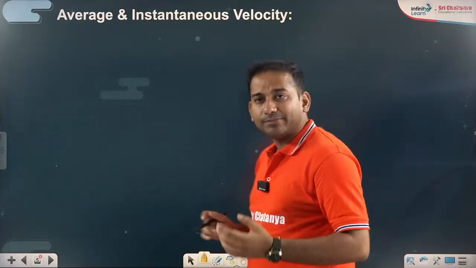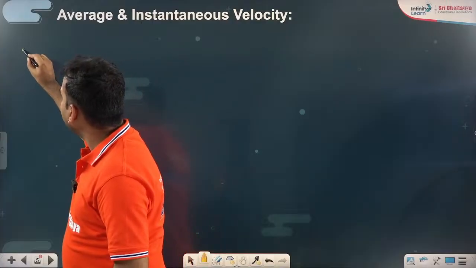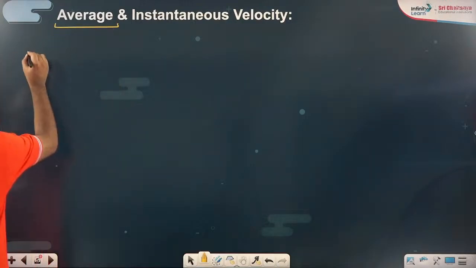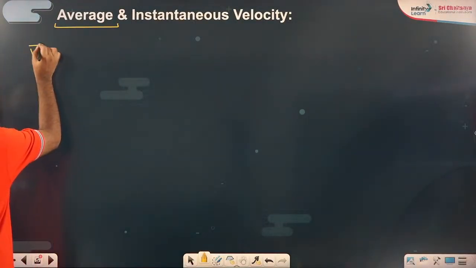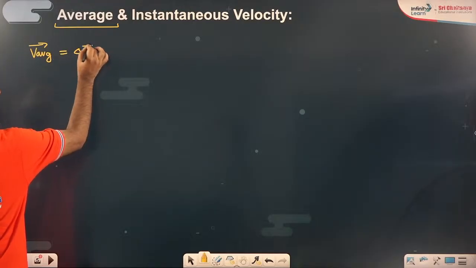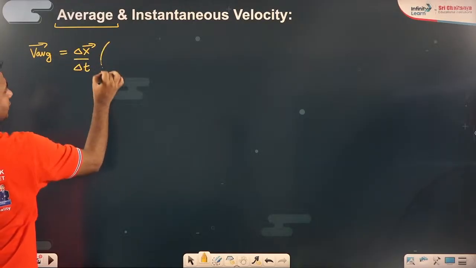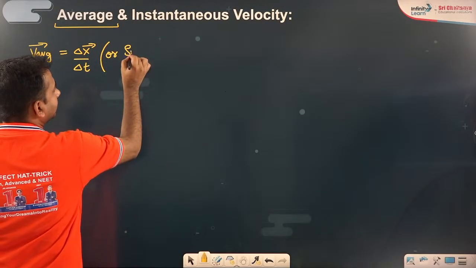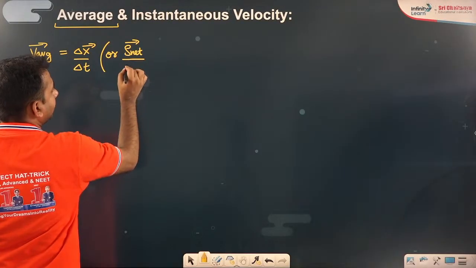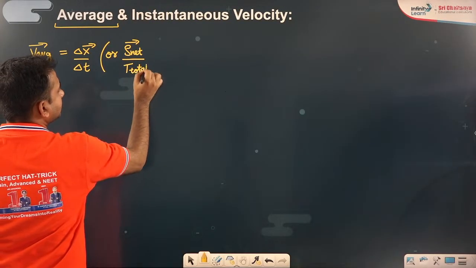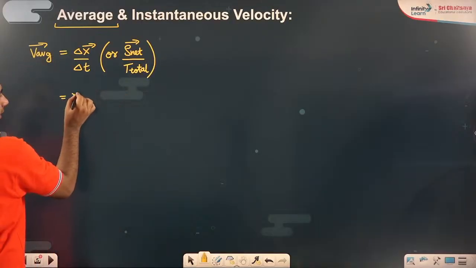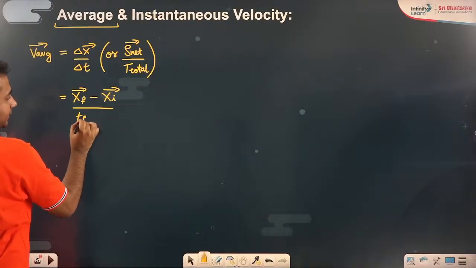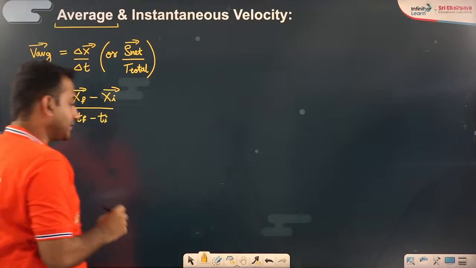I'll quickly tell you that, because we have already discussed it recently, average velocity. If I talk about average velocity, the average velocity will be given by the big change. It is defined for a duration. So that is delta x vector by delta t. This change in position vector is also called net displacement. So that is net displacement by total time. That can be written as x final vector minus x initial vector by t final minus t initial.